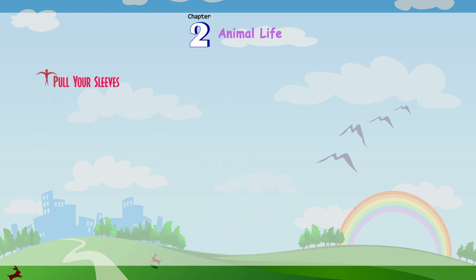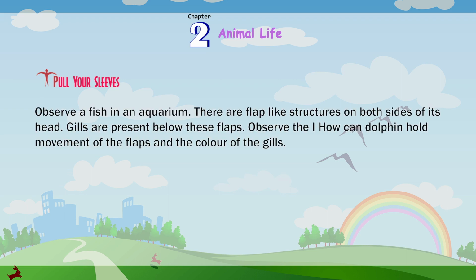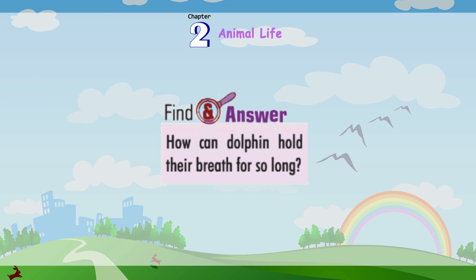Pull up your sleeves. Observe a fish in an aquarium. There are flap-like structures on both sides of its head. Gills are present below these flaps. Observe the movement of the flaps and the color of the gills. Find an answer. How can a dolphin hold their breath for so long?